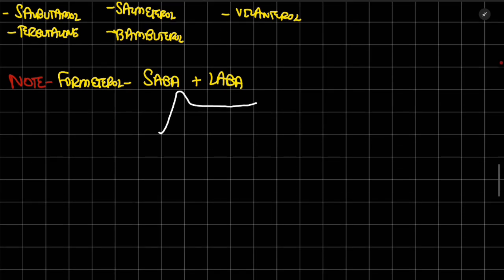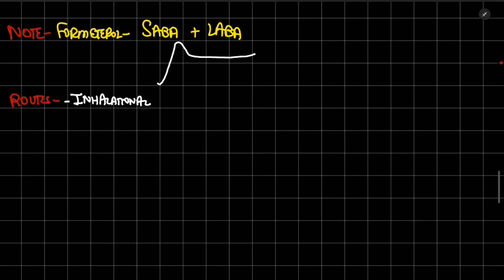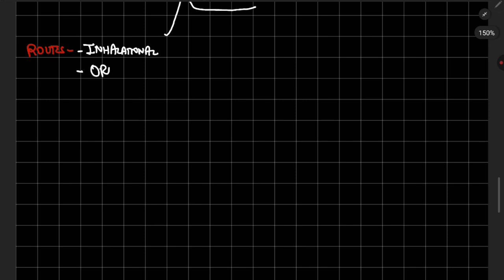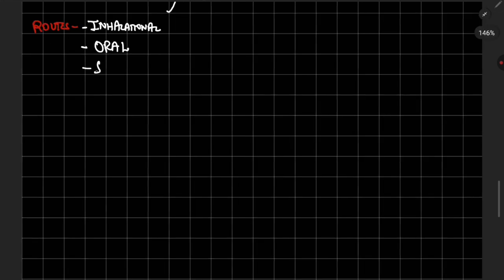Now what will be the routes of administration? The inhalational route is the preferred route of choice, with the MDI. We sometimes have the oral route too. We have subcutaneous injection of terbutaline, and we have IV injections of salmeterol.